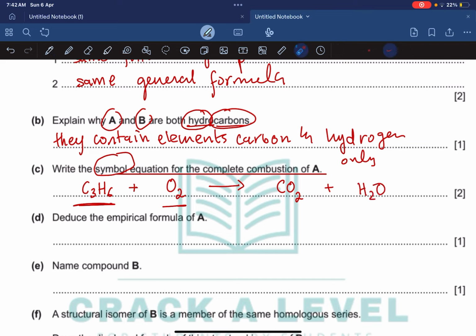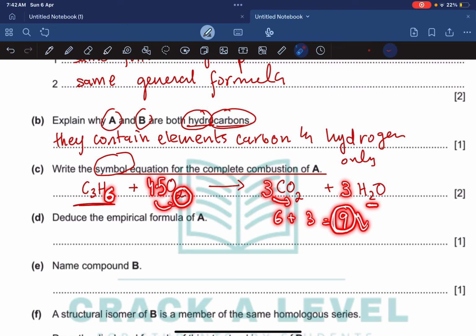Now how do we balance it out? We have 3 carbons, so over here we're going to put a 3. How many hydrogen do we have? We have 6 hydrogen. We have 2 over here, so we're going to put a 3 over here. Now how many oxygen in total do we have? Calculate: 2 times 3 plus 3, that's 9. Now we have 9 oxygens. When we have 9 oxygen, since there's a 2 here, to balance it out you have to put a 4.5. 4.5 times 2 is 9.